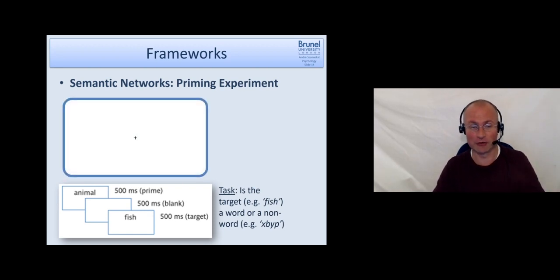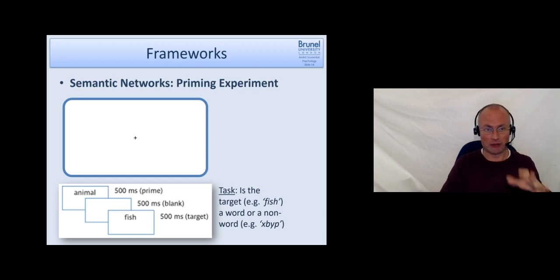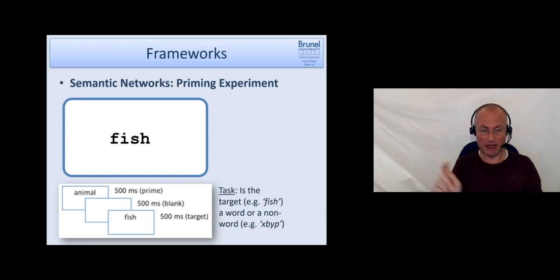Now, how does it look on the screen? So participants would fixate the cross on the screen. They see the prime, it disappears, ignore it, and then target, press button as quickly as possible. Now this was one trial, animal as prime, target fish. Another trial may start with chair as the prime and then dog as the target.